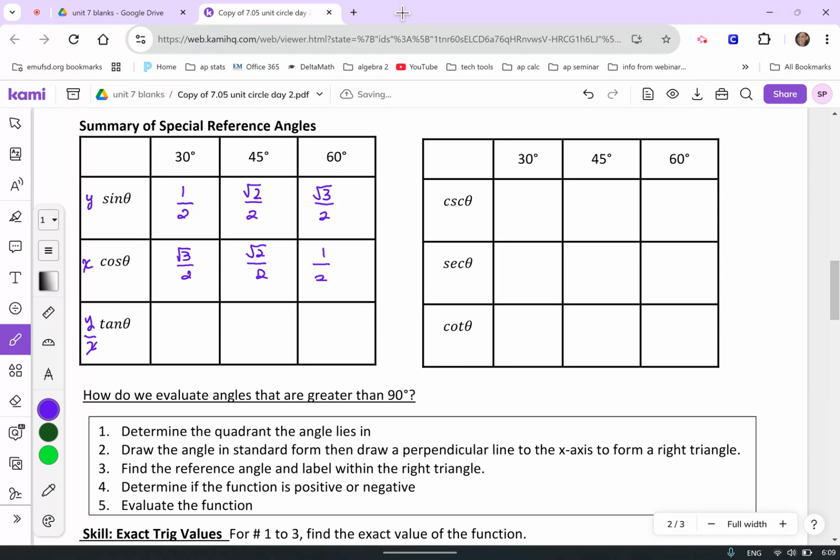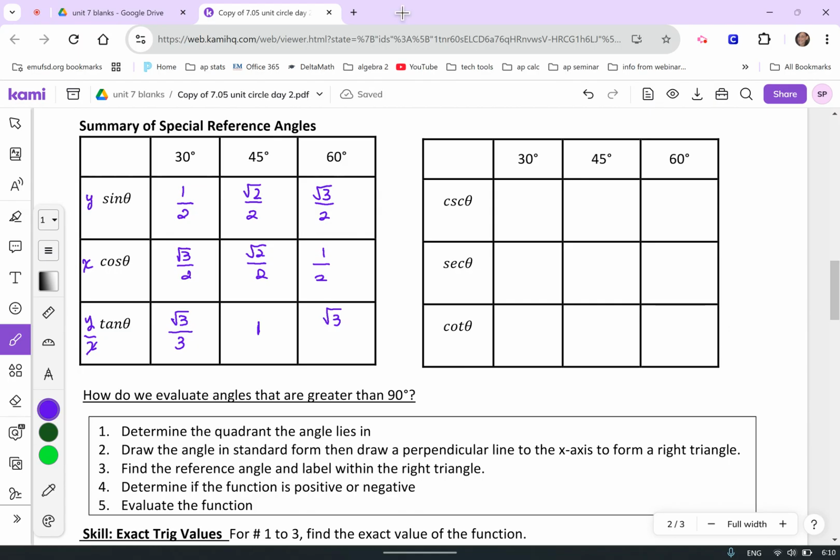Tan is sine over cosine, so the tan of 45 degrees is fairly easy to remember because anything divided by itself, remember y over x, is 1. And for tan, the 30-degree angle and the 60-degree angle both have rad 3, but the one with the 30 degrees is divided by 3.